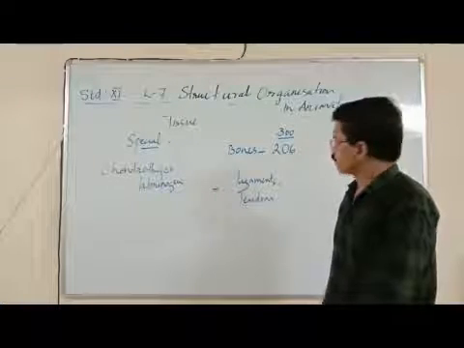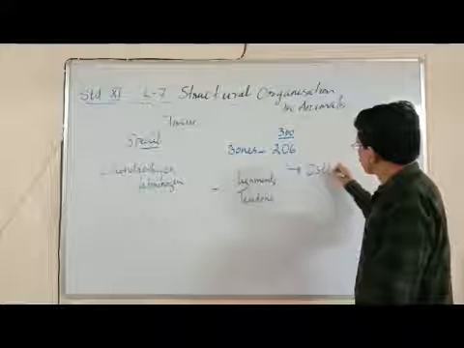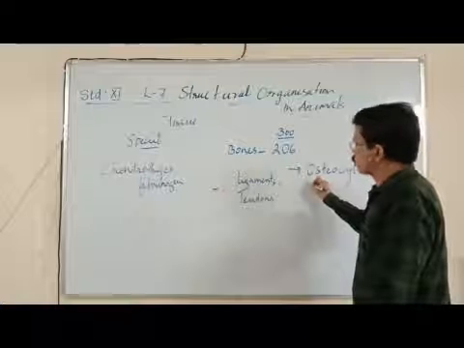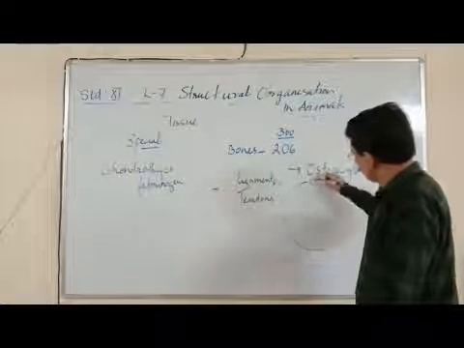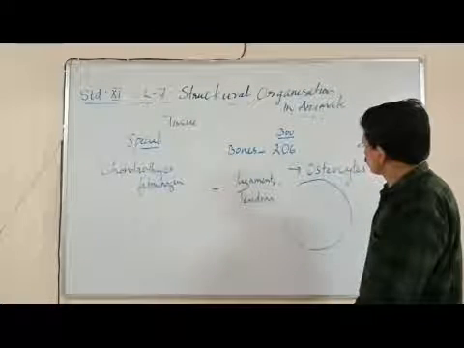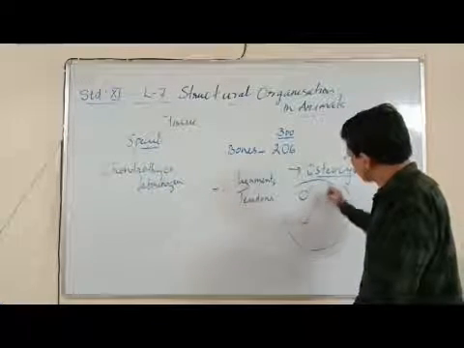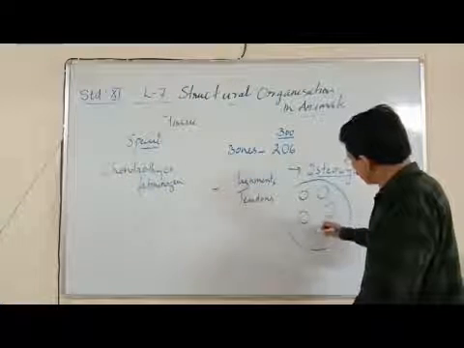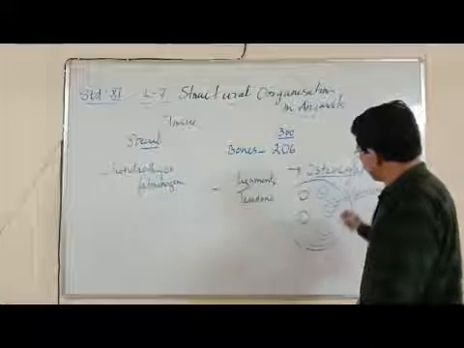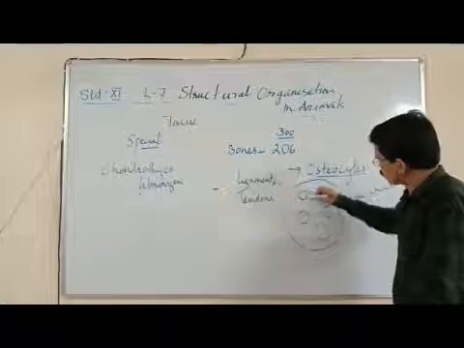Now the bones contain cells called osteocytes. Unlike in cartilage, where the chondrocyte cells are found freely in the matrix, here in bones, the osteocyte cells are present in special cavities, fluid-filled cavities. These fluid-filled cavities are called lacunae. L-A-C-U-N-A-E, lacunae. So lacunae are fluid-filled cavities. Inside the lacunae, you can see osteocytes.